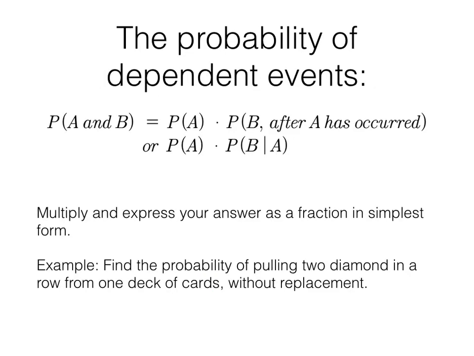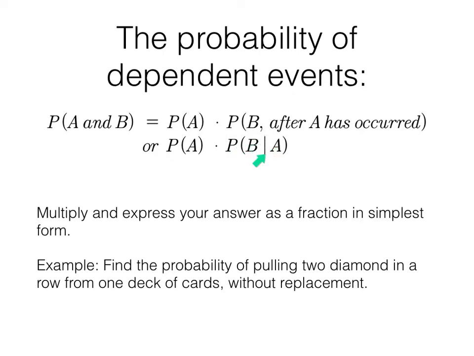Now the probability of dependent events. So the probability of A and B when they are dependent is the probability of A times the probability of B after A has already occurred. Or that can be written the probability of A times the probability of B after A.